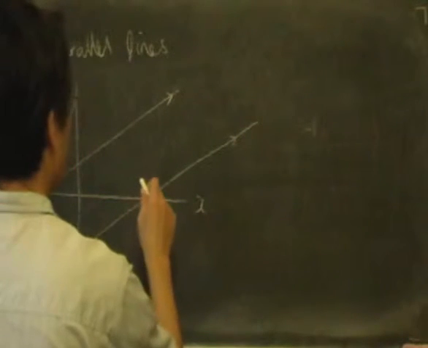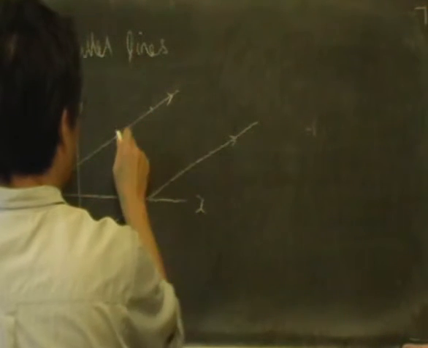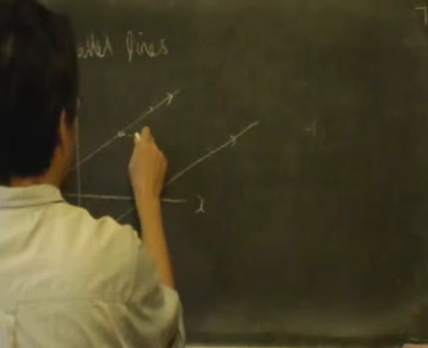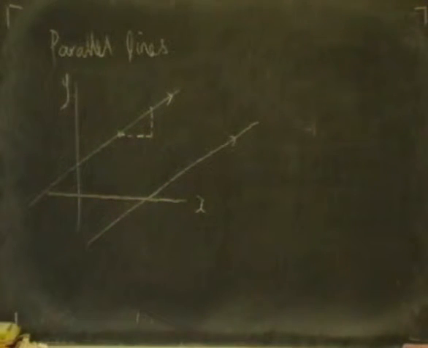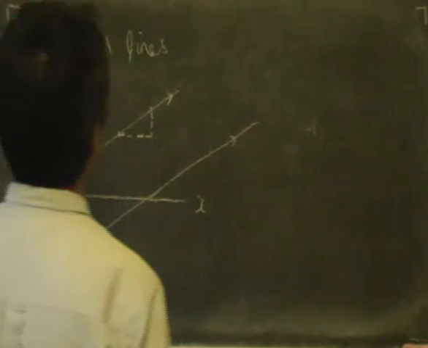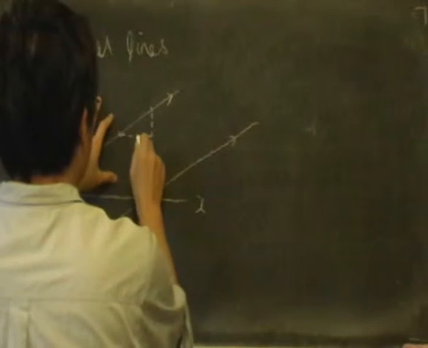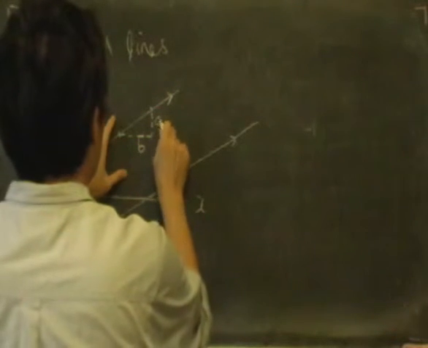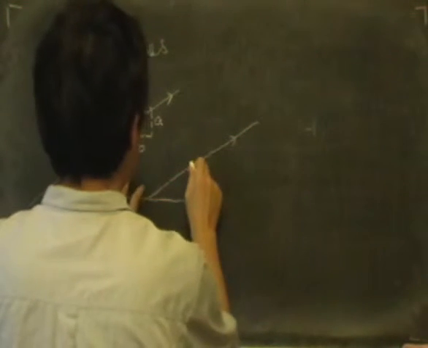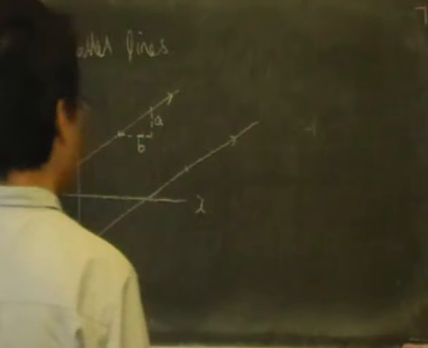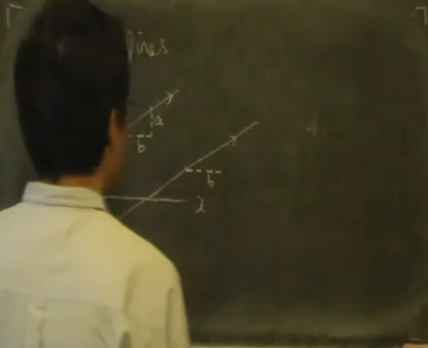Let me draw that triangle just to have a look. So let's say I make 2 points on the line and I draw a right angle triangle with a vertical and horizontal side. Okay. And let's say the horizontal side here is B and the vertical side there is A. Okay. Now on this line, let me just pick any point and I'll draw a horizontal side with length B.